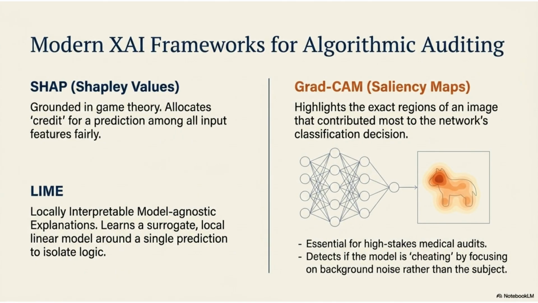Modern XAI frameworks are vital for audits. SHAP helps allocate credit for predictions across input features fairly. LIME approximates local logic for individual cases, while GradCam creates saliency maps to show exactly which parts of an image influenced a model's classification decision.